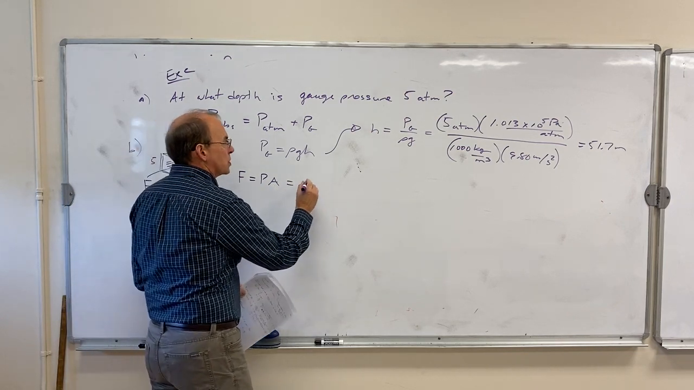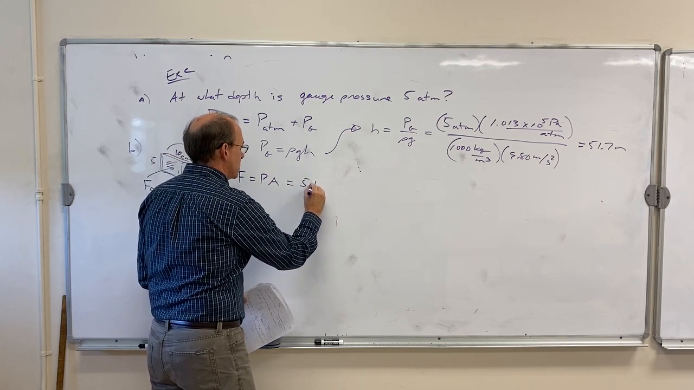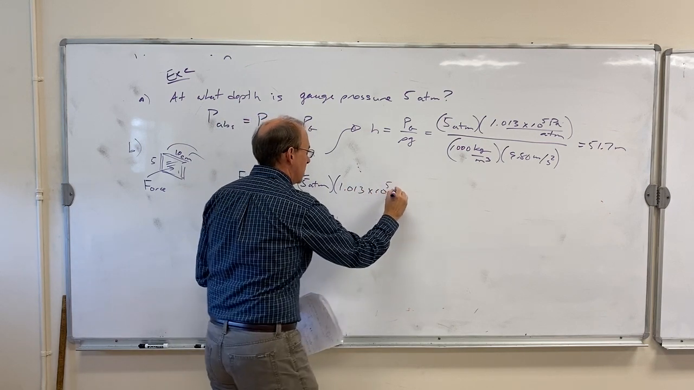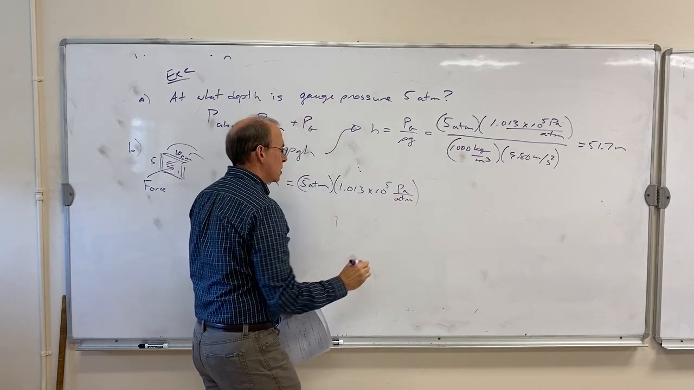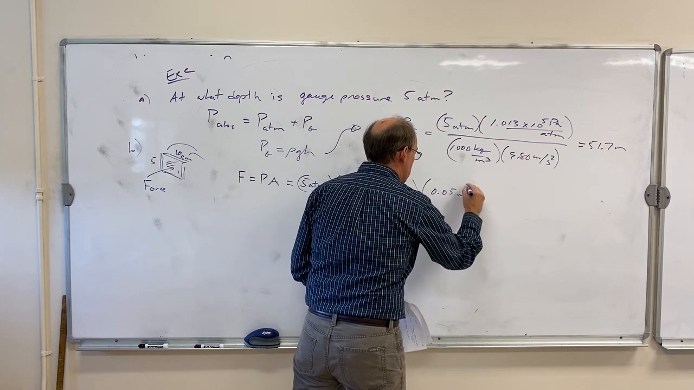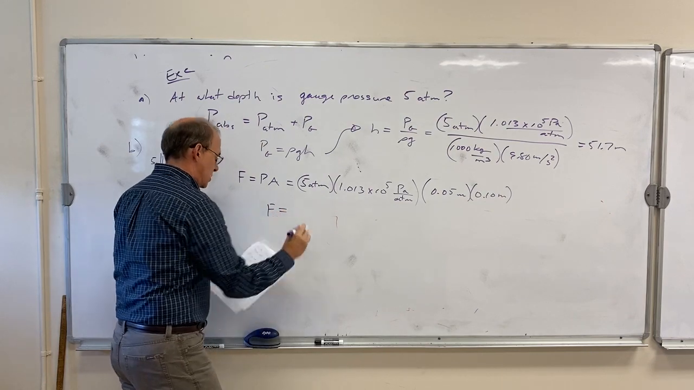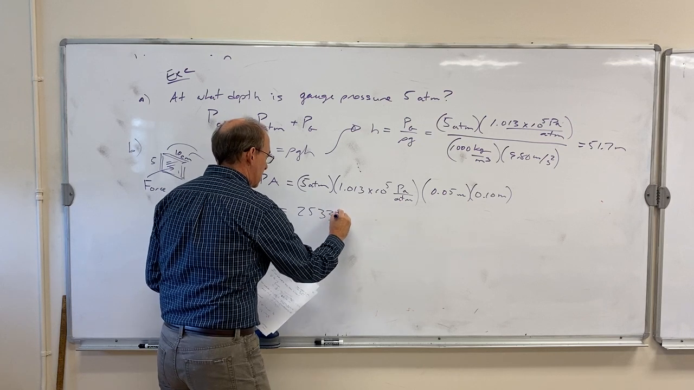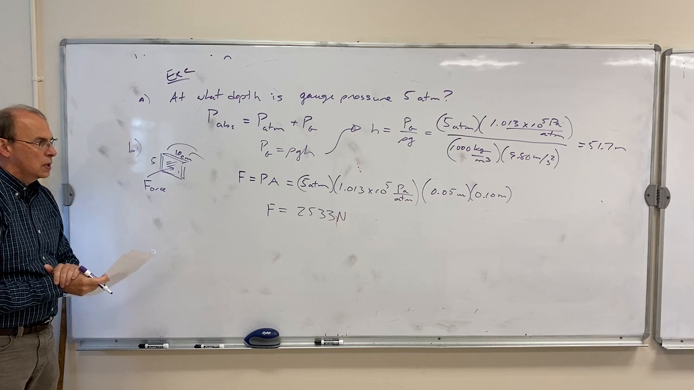So this force will just be the gauge pressure, 5 atmospheres, times 1.013 times 10 to the 5th Pascal per atmosphere, to make the units work, times the area, which is 0.05 meters times 0.1 meter. And that will give me the force on that visor. That turns out to be 2533 newtons. So quite a lot of force. That's really a really big force.